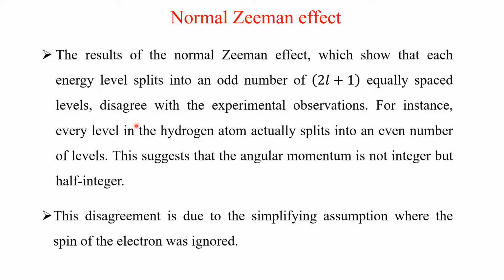So, if you get an even number of spectral lines, then there is some problem with it. Not a problem. If the split is an even number, that means we have to take care of the spin of the electron, which is a half integer. This disagreement is due to the simplifying assumption where the spin of the electron was ignored. Because in the case of normal Zeeman effect, we have ignored the spin of the electron. If you take care of the spin of the electron, then this will become an even number of lines. When L is equal to half, then naturally this will become 1 plus 1, 2, so this will be an even number. So we can explain the result obtained experimentally.